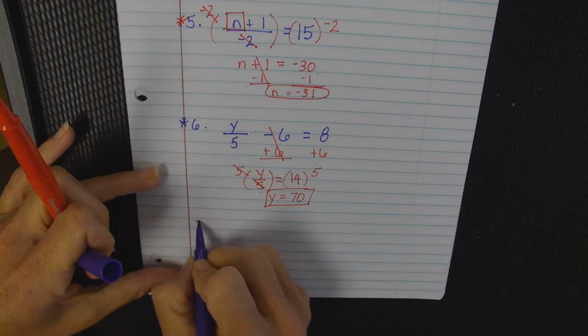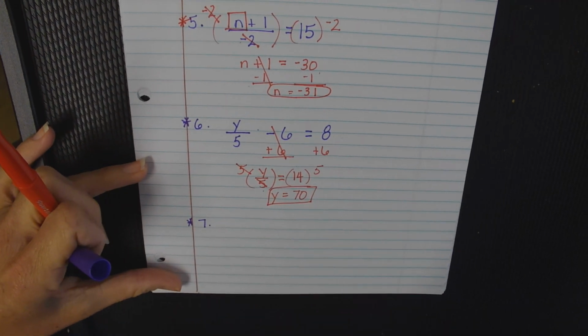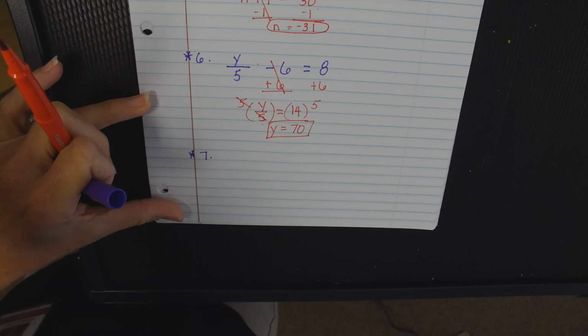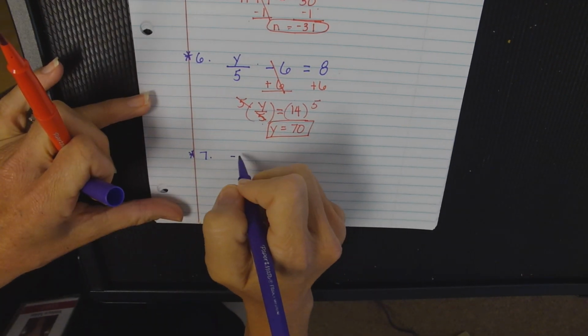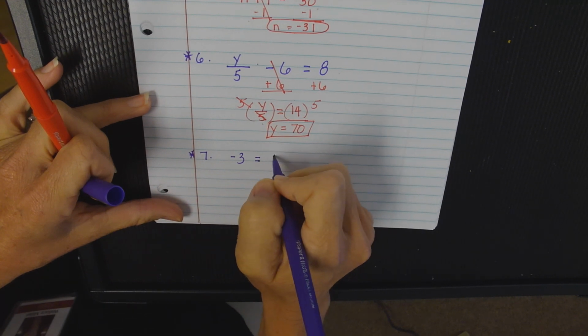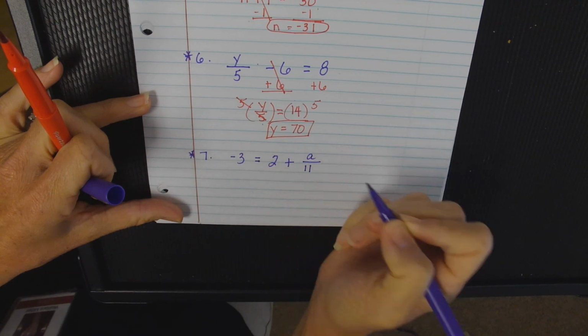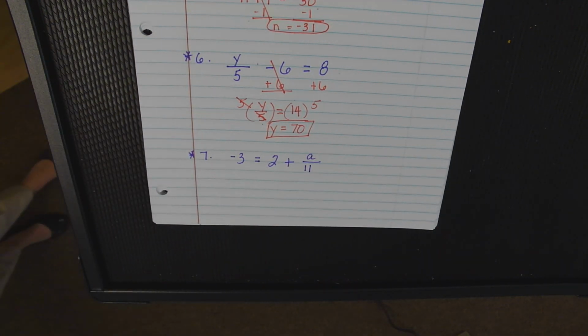All right, let's do another one like it. Number 7, star it. This is 4 problems starred. Negative 3 equals 2 plus a over 11. Focus on where your variable is. Look at what is in the way. Here's your variable, here's your equal sign.